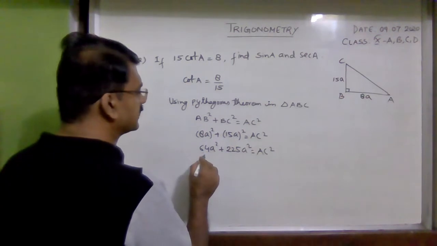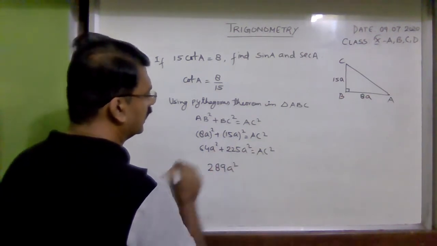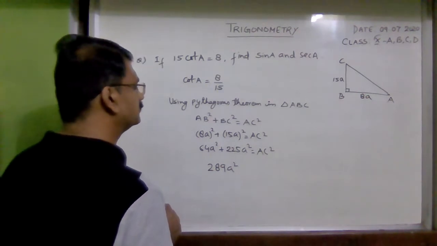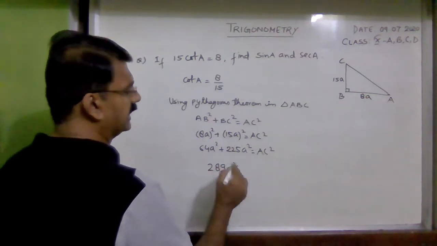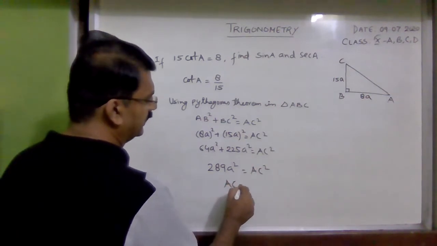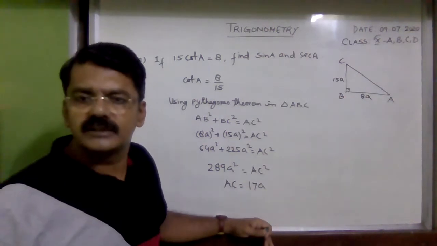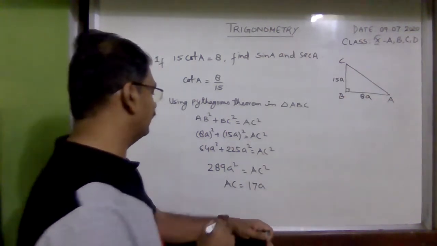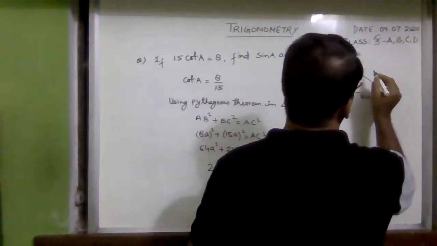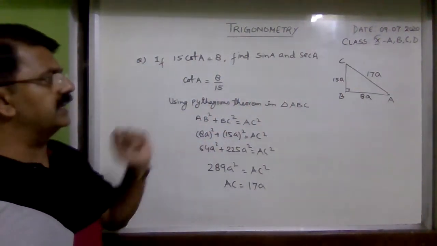Now 225 plus 64 is 289 A square is equal to AC square. So AC will be 17A because 289 is the square of 17. That means we have found that the length of AC is 17A. Clear? Now we have to find sin A.